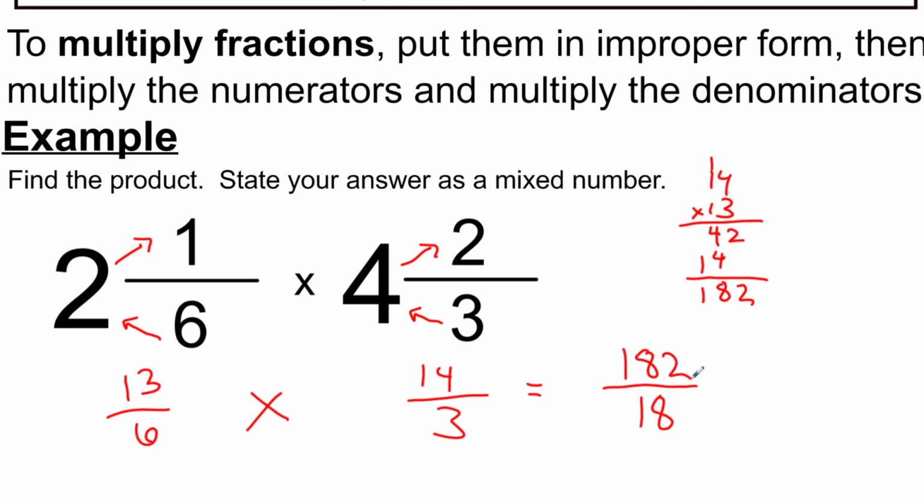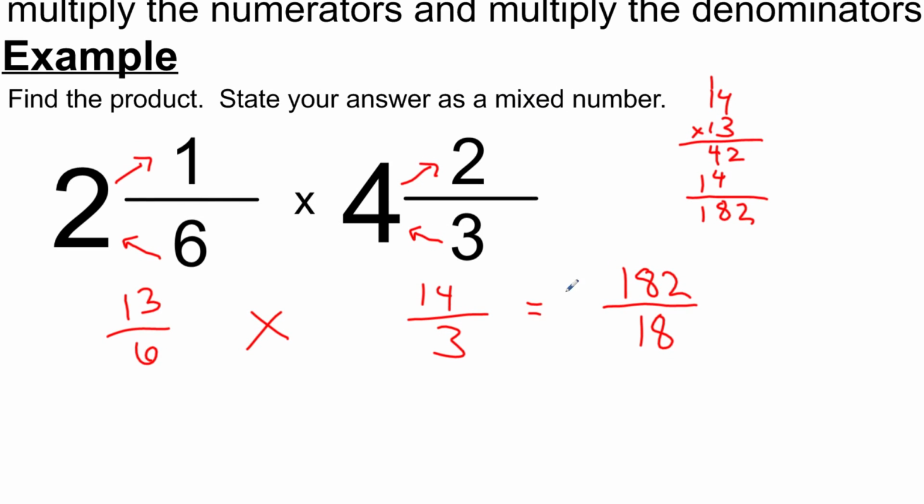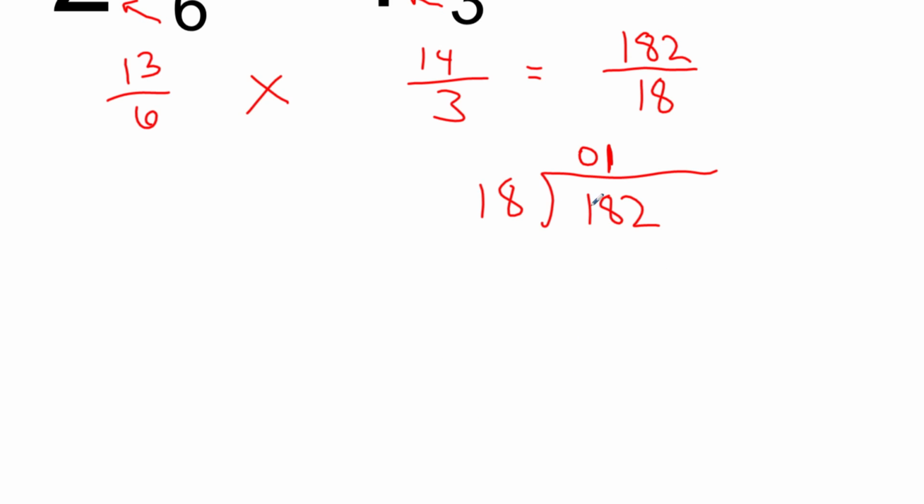So my answer is 182 over 18, but that is not as a mixed number. So I'm going to want to take one more step and turn this into a mixed number. So I'm going to do 18 divided into 182. 18 does not go into 1, so I can put a 0 there. 18 does go into 18, though. It goes in 1 time. So I'm going to say 1. 1 times 18 is 18. So I can do my subtraction and say 18 minus 18 is 0.